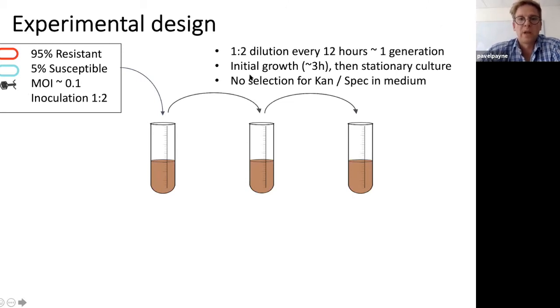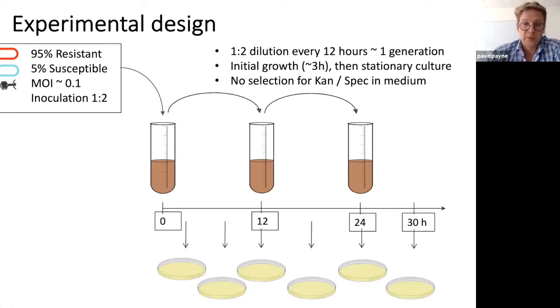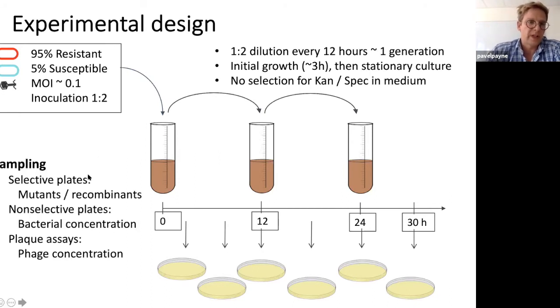per transfer. In these settings, there is initial growth for about 3 hours, and then the culture reaches stationary phase. And it's very important to say that there is no selection for kanamycin or spectinomycin resistance in the medium. So there are no antibiotics apart from those that are maintaining the plasmid. Okay, and then we sampled regularly on 3 different types of plates. So we sampled on selective plates to count mutants and recombinants, and non-selective plates to count the bacterial concentration, and also plaque assays to count the phage concentration in the tubes.